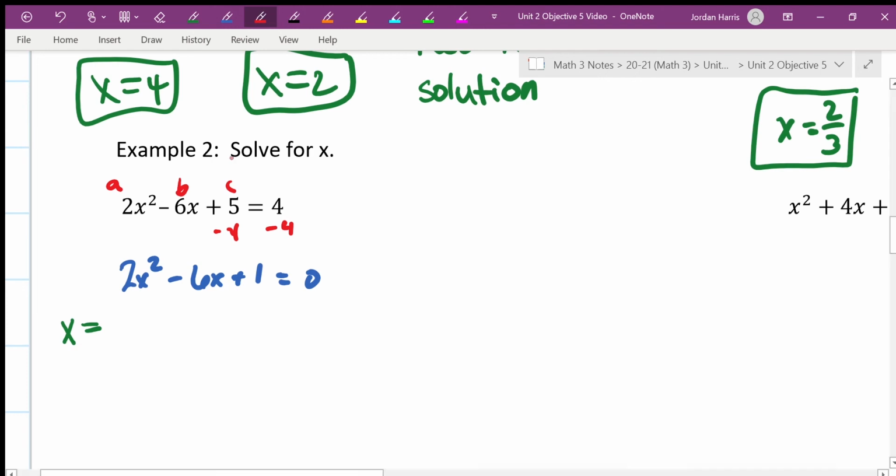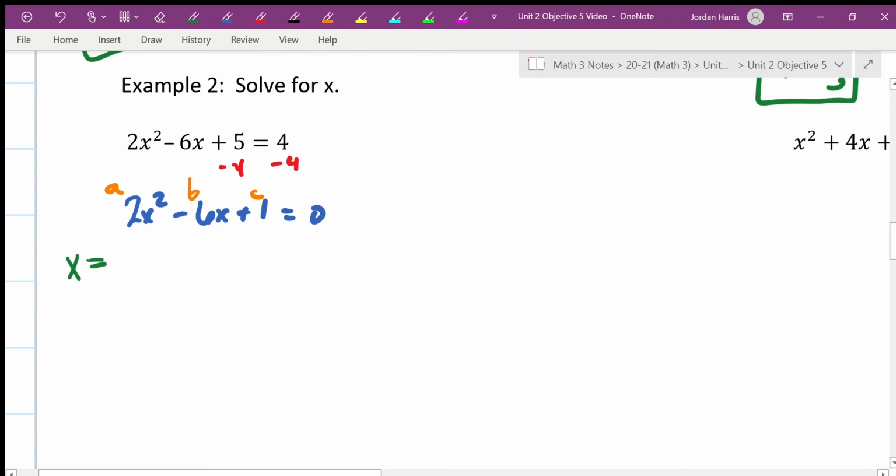Nope, that's not true. That is the wrong one. Sorry about that. So this is a, this is b, and this is c. So a is still positive 2, b is still negative 6, but c is actually positive 1. You need to get it equal to 0 first, just like factoring. Okay, so x equals opposite of b, so that's positive 6, plus or minus the square root of b squared. Negative 6 times negative 6 is positive 36, minus 4 times a times c. 4 times 2 times 1, 8, all over 2a. 2 times 2 makes 4.